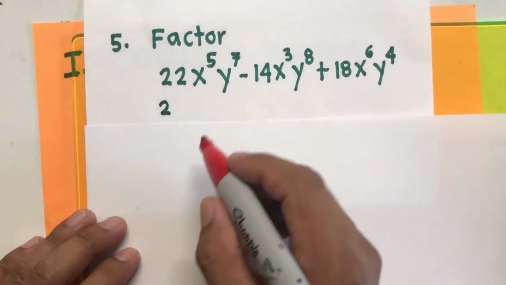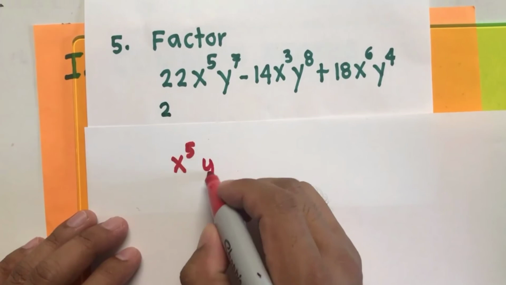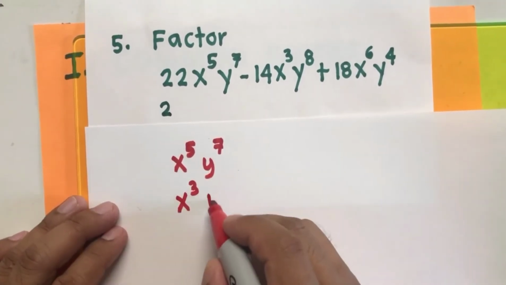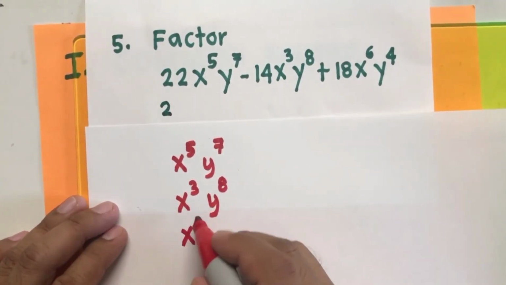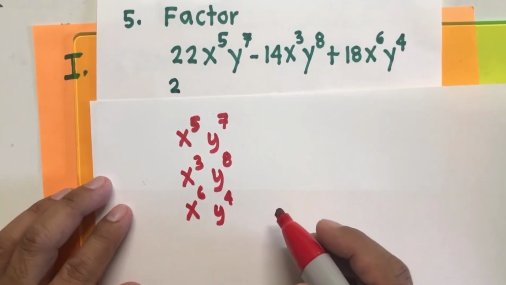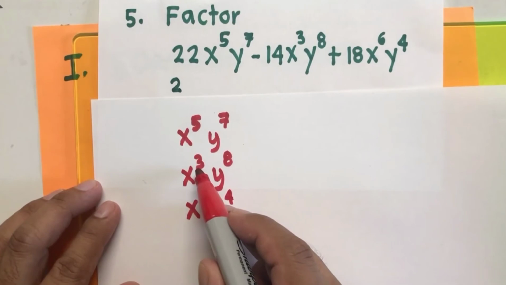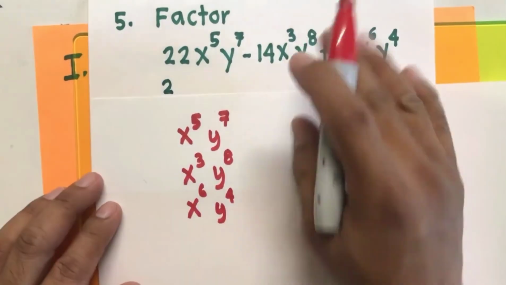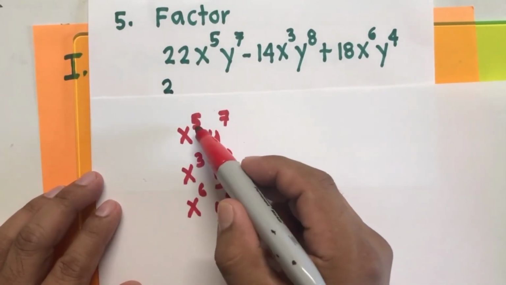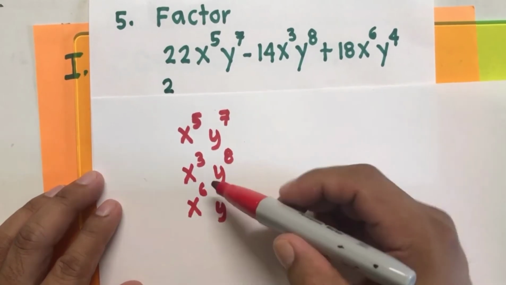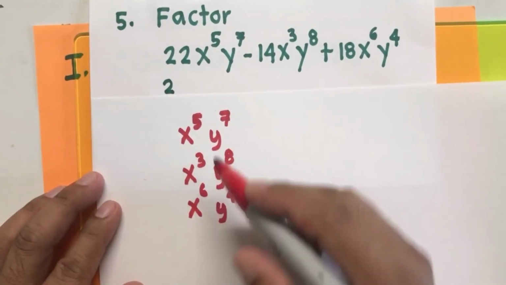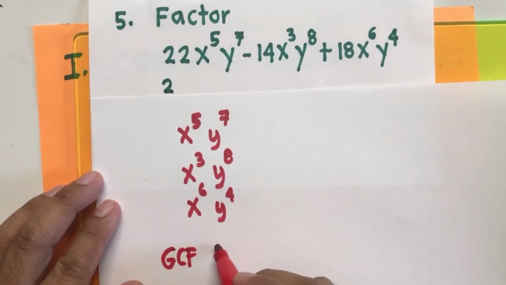Now, let's go to the variables. You have x to the 5th, y to the 7th, x to the 3rd, y to the 8th, and x to the 6th, y to the 4th. As we have already noticed in the previous example, all you have to do is get the least exponent if you have a common variable. So for the common variable x, you have x to the 5th, x to the 3rd, x to the 6th. The least exponent among the three is x cubed. So for our GCF, get that x cubed.